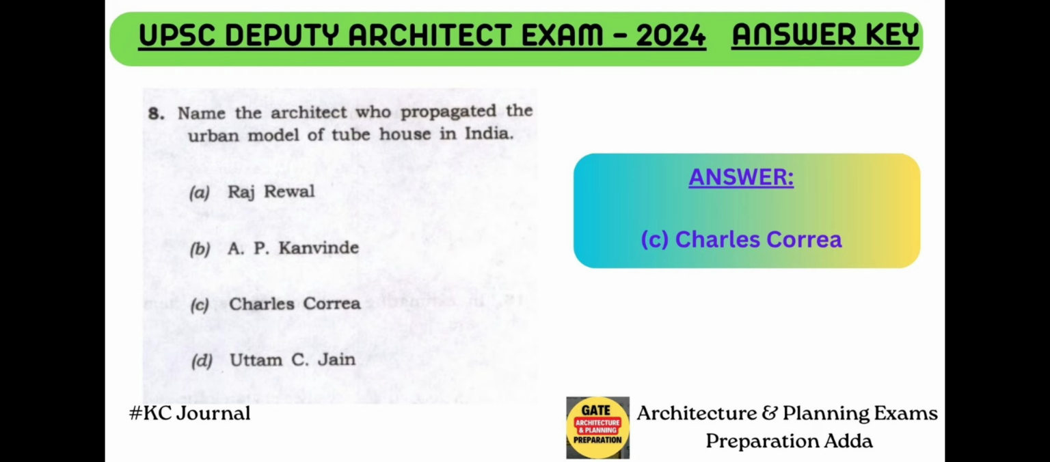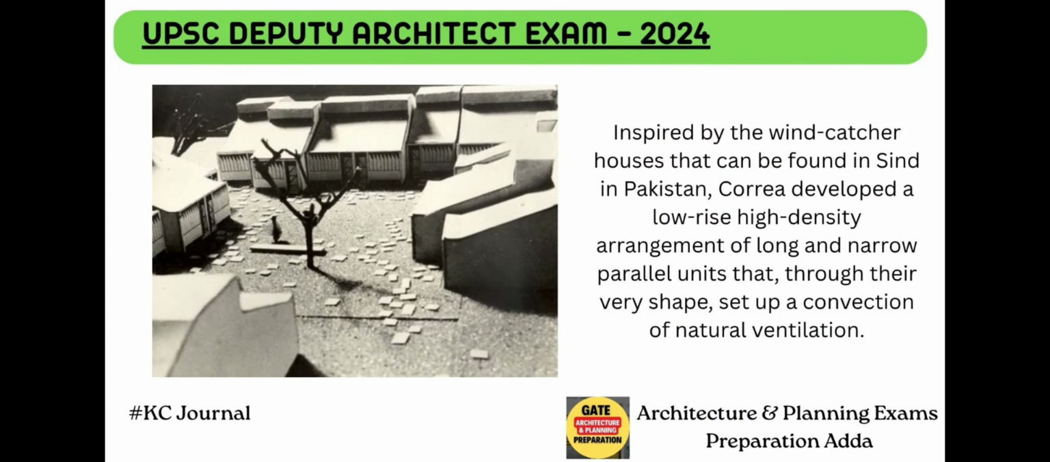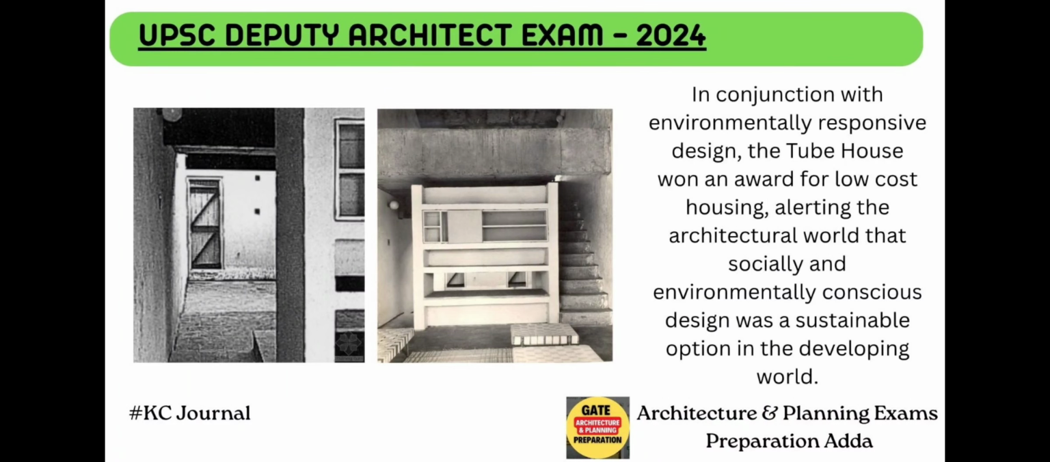So the answer is Charles Correa for this one. We all know that. In conjunction with being environmentally responsible in design, the tube house won an award. Charles Correa made architecture socially and environmentally responsible. See this interior, guys. There is a step staircase, some shelves he has given, and a beam hanging in between. This is the staircase to go to the next level. We will see the section for clear understanding.